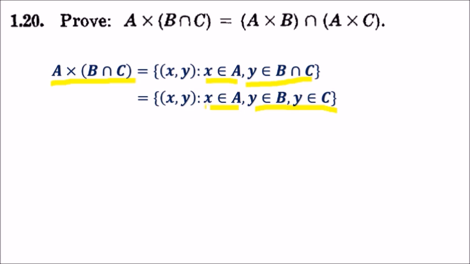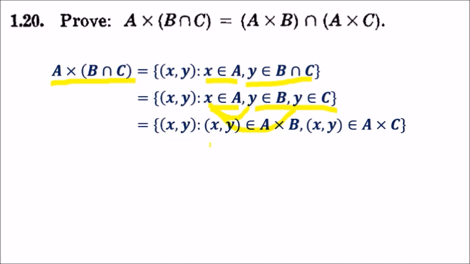So now, we see that x and y are in A times B, and another x and y are in A times C. So we can rearrange or distribute. We can say that the element xy is in A times B, and the element xy is also in A times C. So we just distributed the x to the two of them.